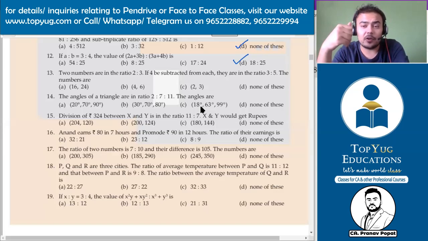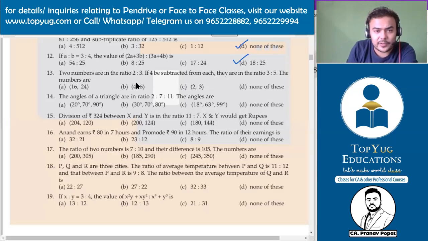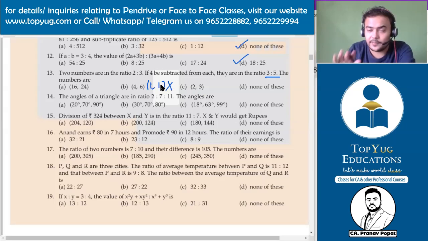Now, when we talk about subtraction, let's see option B. If you subtract 3 from 4, you will get 1. If you subtract 5 from 6, again you will get 1. This is 1:1, and this is not 3:5. So this is wrong, right? This is totally wrong because you are getting 1 by 1.